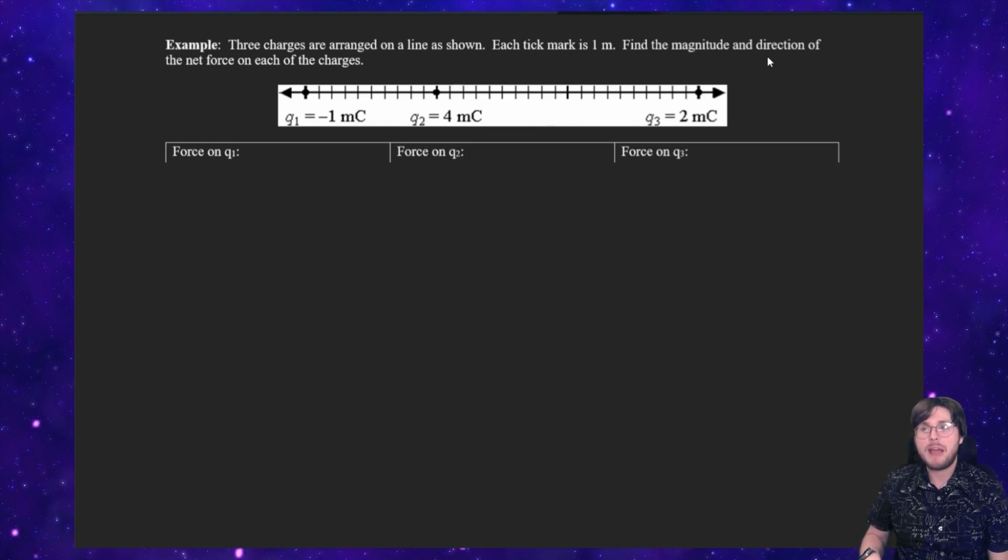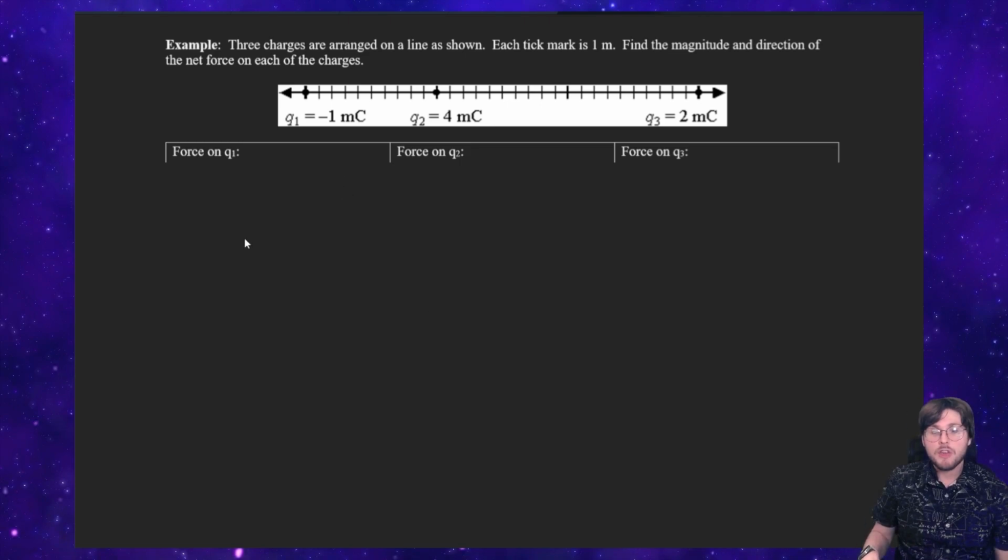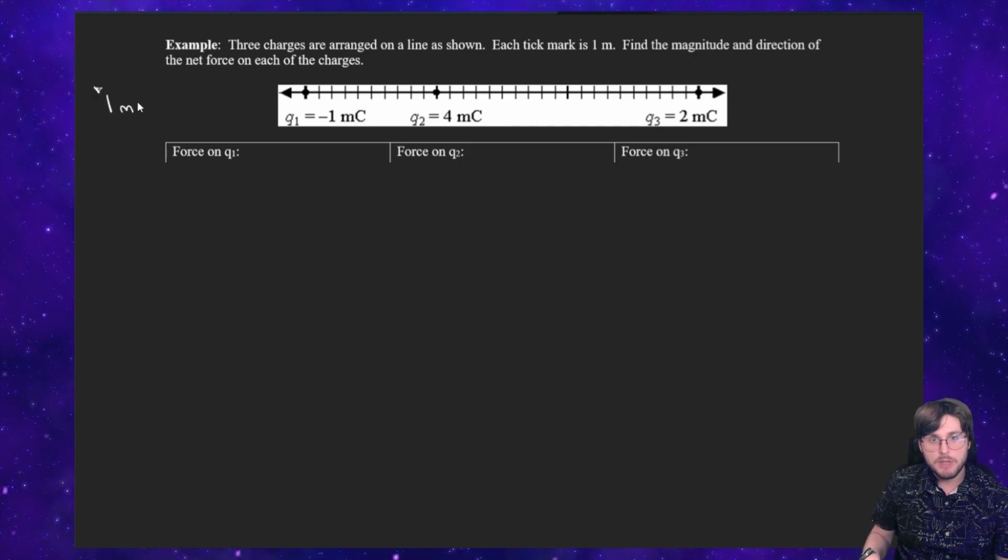And our goal is to find the magnitude and direction of the net force on each of these charges, 1, 2, and 3. So it seems like there's going to be a lot of forces that we're going to have to solve for here. So first, one thing to note is the units that are given here. These are given in mC, and here, the lowercase m implies milli, kind of like millimeters. So over here, I'm just going to note that 1 mC is 1 millicoulomb, which is equivalent to 1 times 10 to the negative 3 coulombs.